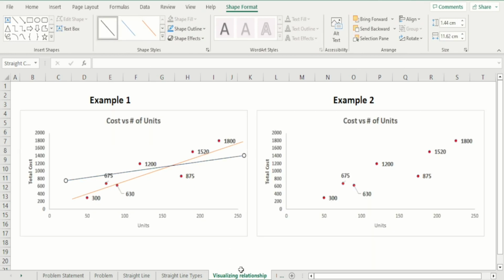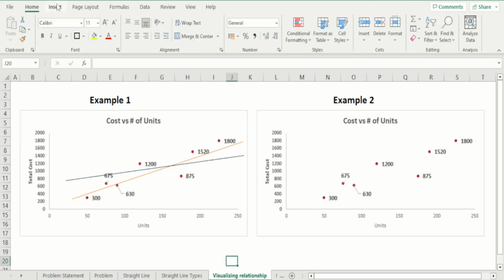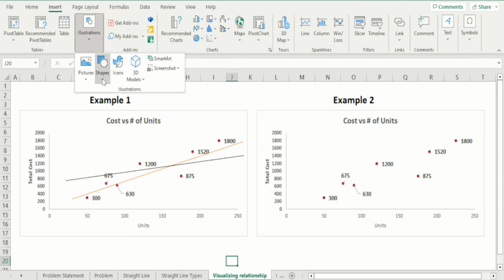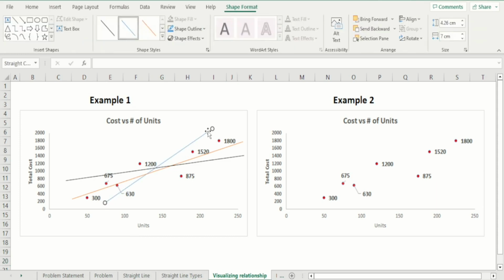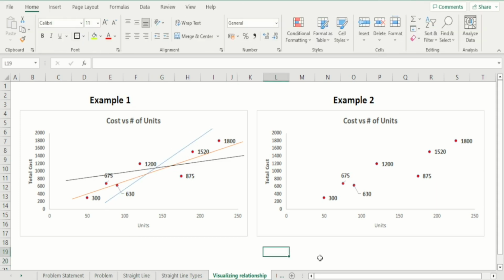And we can just give it a different color, and let's try and draw another straight line through this. Let's say that straight line is going to be this, for instance. Okay, so as you can see, there are three different straight lines by which we are trying to approximate a straight line which will give us the relationship of these data points.